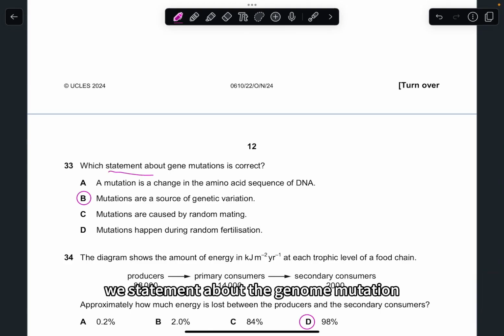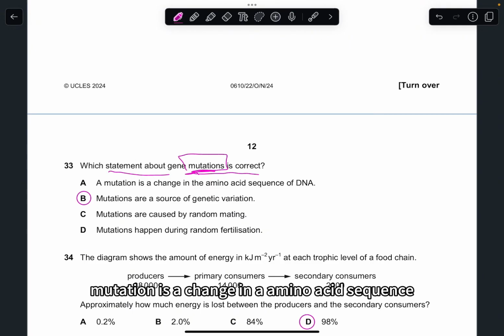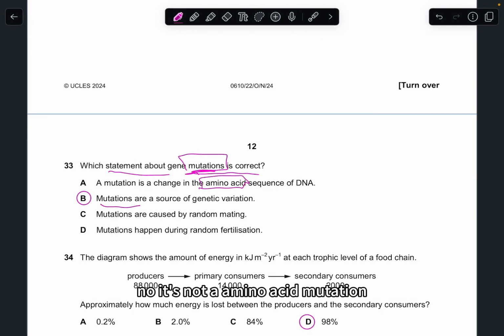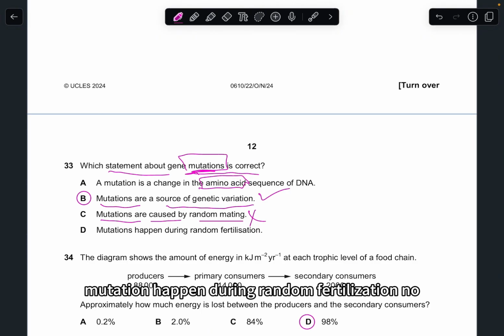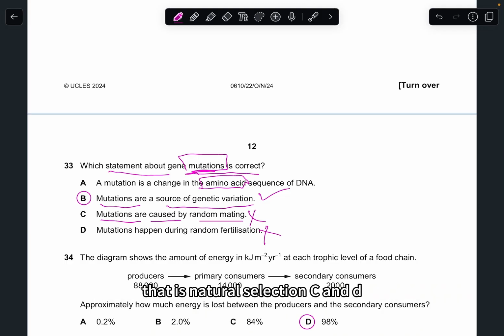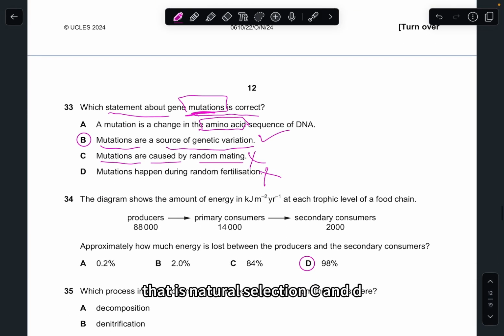This statement is about gene mutation. Mutation means change. Mutation is a change in the amino acid sequence. No, it's not the amino acid. Mutations are a source of genetic variation. Right. Mutations are caused by random mating. That's also wrong. It's not caused by random mating. Mutation happens during random fertilization. No, that is natural selection. C and D.